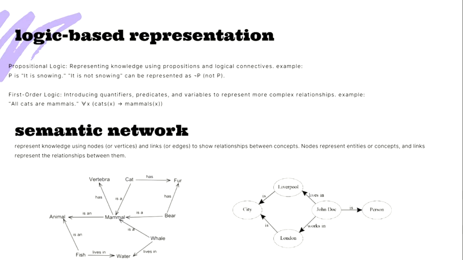First-order logic, introducing quantifiers, predicates, and variables to represent more complex relationships. For example, all cats are mammals can be represented like this.